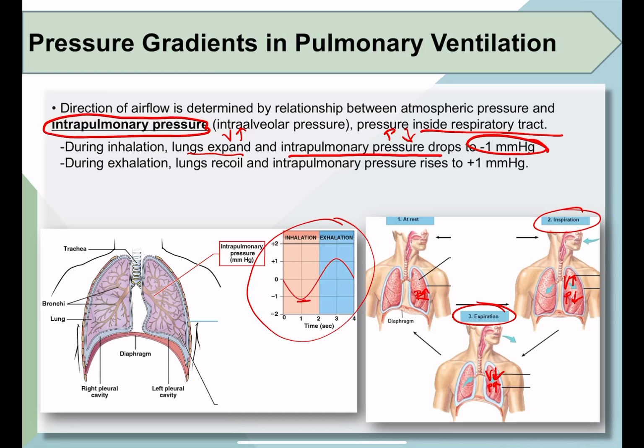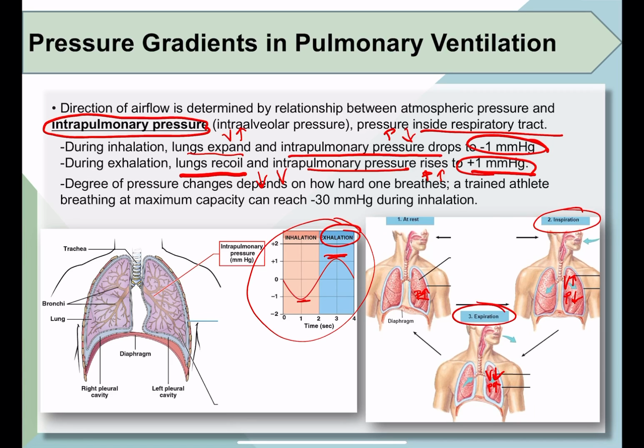-1 millicurie when we're doing inhalation. And during exhalation, your lungs will recoil, which means it will decrease in volume. And that, according to Boyle's law, intrapulmonary pressure will now increase to +1 millicurie. So this right here, +1 millicurie during exhalation, is what's going to push the air outwards.